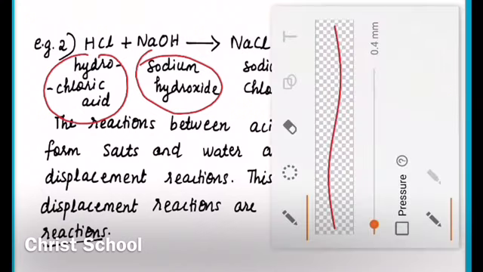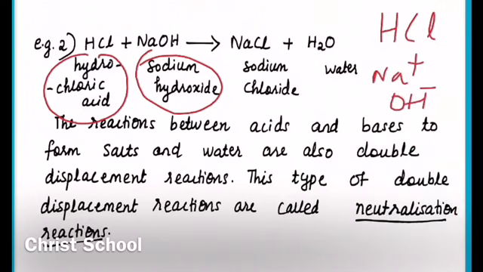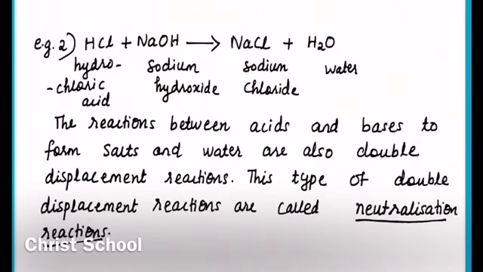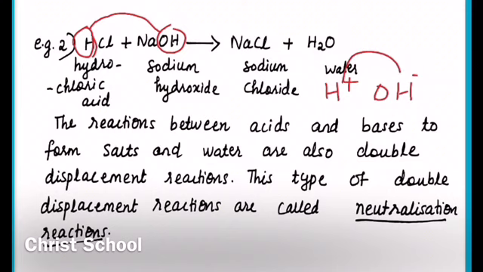Now, what will be the exchange? Same exchange only. Cations and anions exchange. First cation will combine with second anion. Which is the first cation here? H. H means hydrogen ion. Which is its form? H plus. Which is the second anion? Hydroxide. That is, H+ of HCl combines with OH- of the base, that is sodium hydroxide.